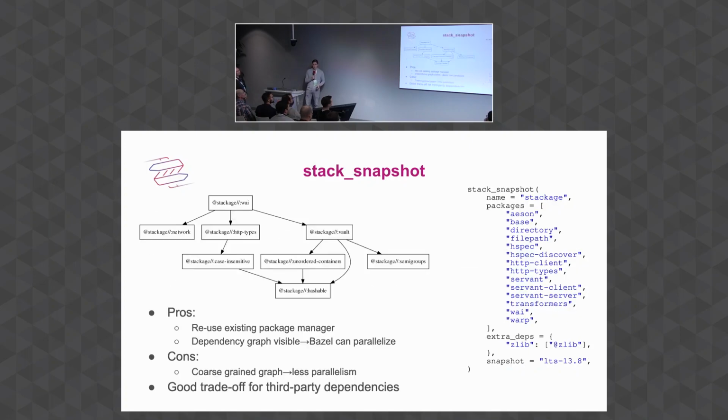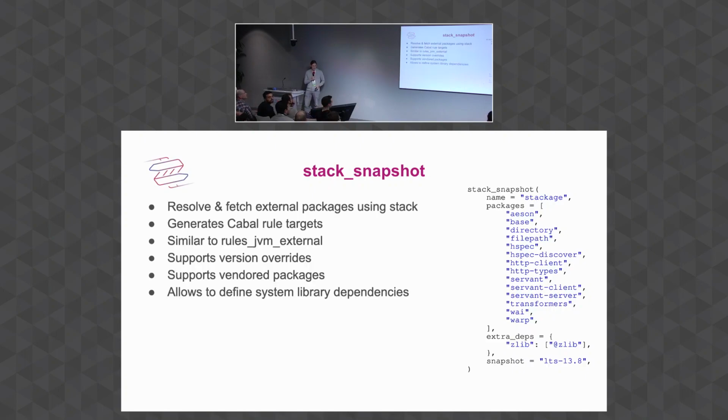is the repository rule stack snapshot, where we call out to the Stack package manager to do resolution of dependencies and versions and fetching those external sources. And then this is a repository rule, so it generates build files with Bazel targets in them, generating these Cabal rule targets that I showed before. If you're familiar with rules JVM external, this is somewhat similar.